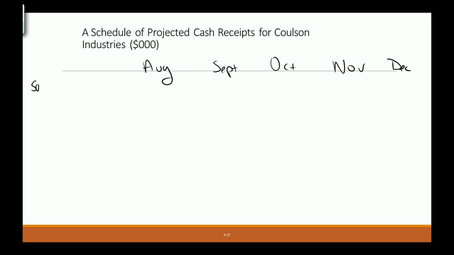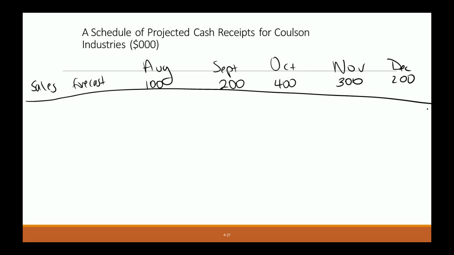And so at the top here, I'm just going to write the sales forecast. August is no longer a forecast because we know they had sales of 100. September was 200. In October, they're expecting to sell 400, 300 in November, and 200 in December. And so that is just there as a reference tool.